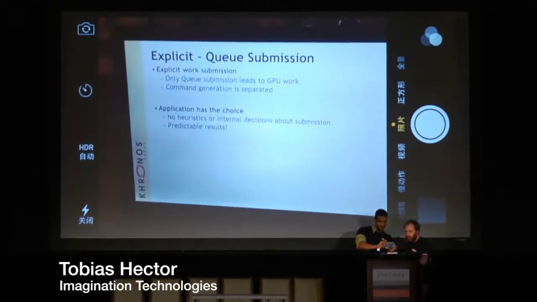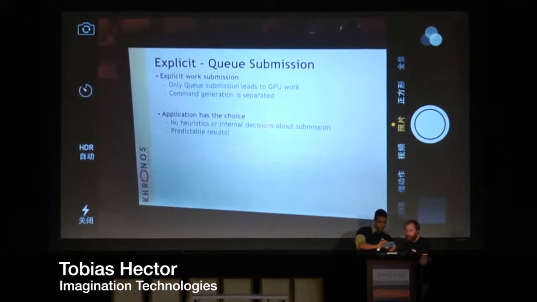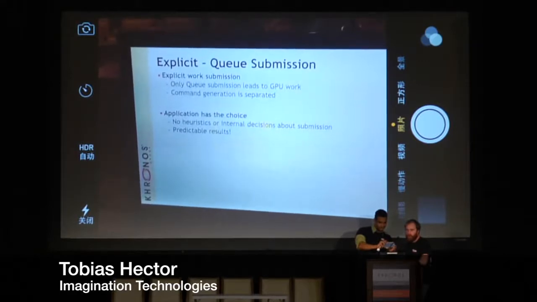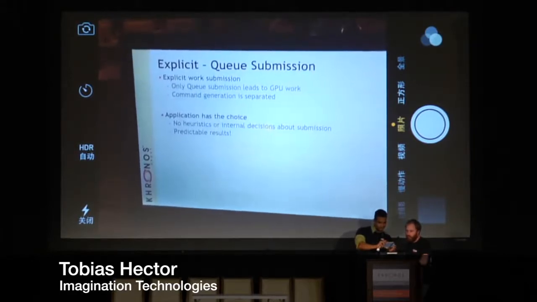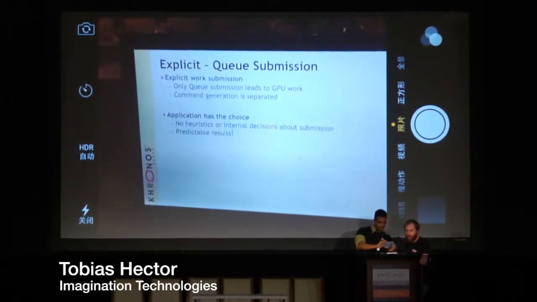So in Vulkan, again, we have separation of generation and submission. When you write your command buffers, there's nothing happening on the GPU. It's just going to be baking those commands down into something the GPU can then later consume. And then only when you actually submit something to the queue is it going to lead to GPU execution of that work.